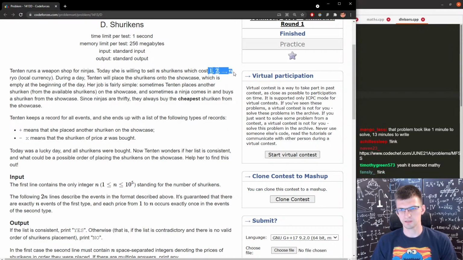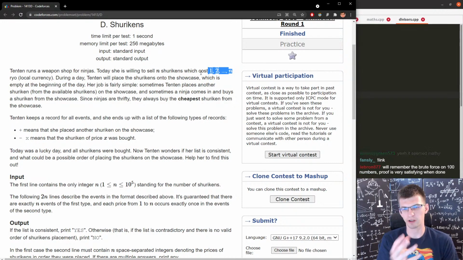There are shurikens numbered and costing from 1 to n. Sometimes we take one of them and put it on display, on the showcase, and sometimes a ninja comes and takes the cheapest out of those in the showcase. Should place another shuriken on the showcase, I guess a random one.